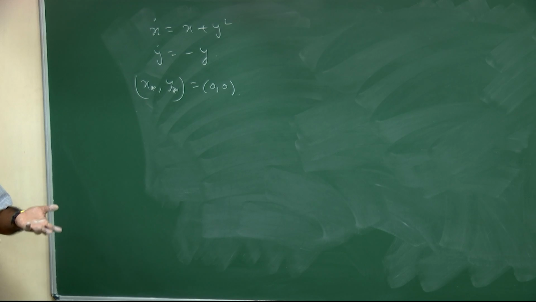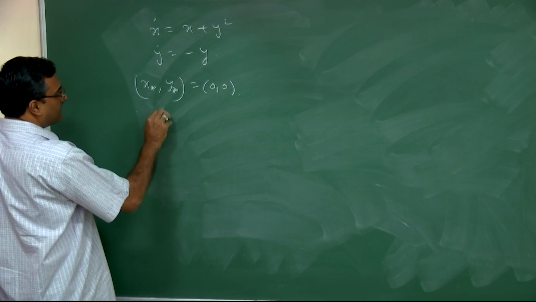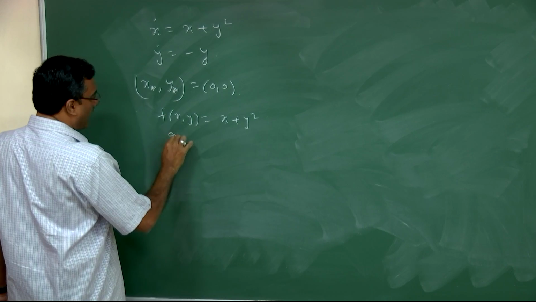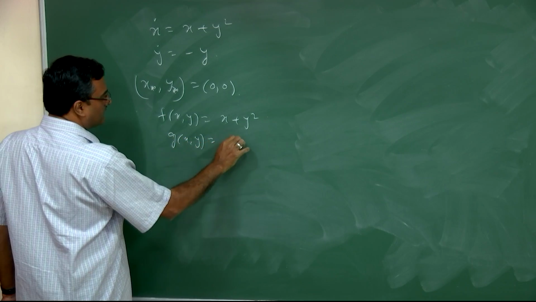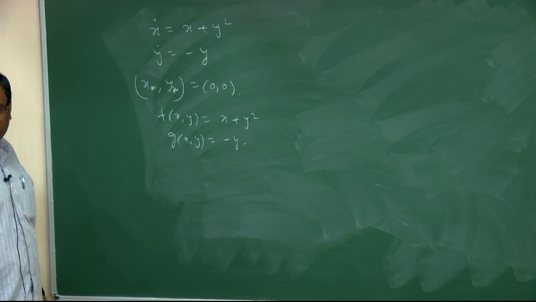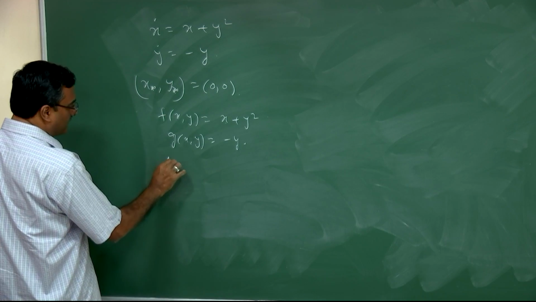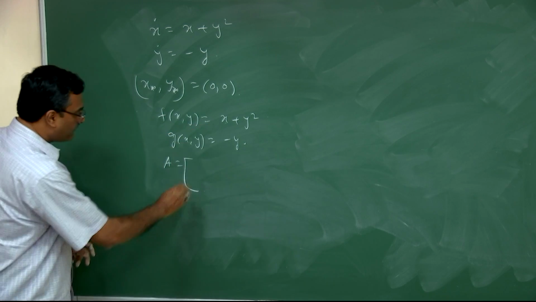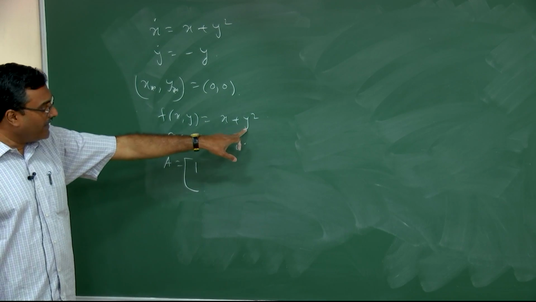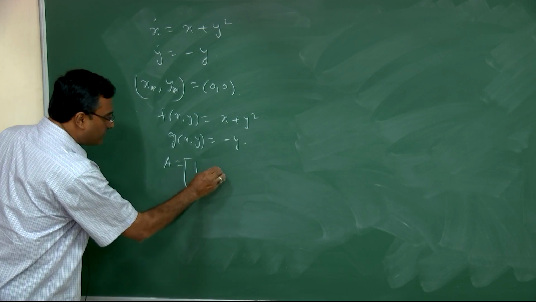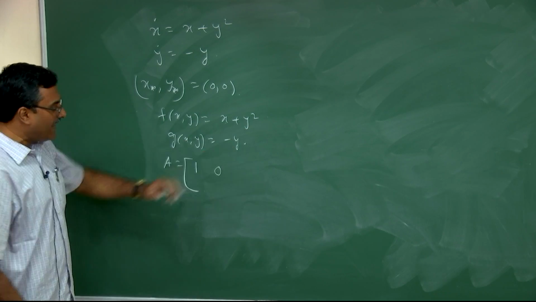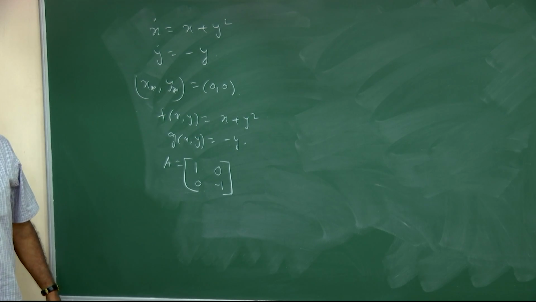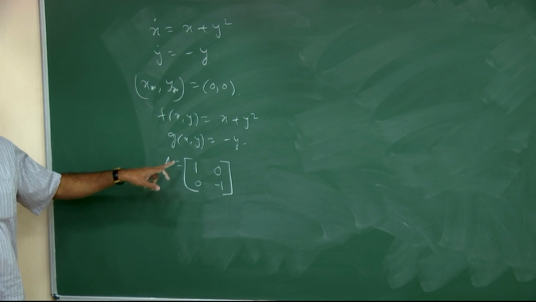If we want to match with the previous example, then you can understand that your f of x comma y is x plus y square and g of x comma y is actually minus y. So therefore, if you calculate the matrix capital A, del f del x at (0, 0) is 1, del f del y, that is 2y at (0, 0), is 0, then del g del x is 0, and del g del y is minus 1. Already I have considered this type of problem earlier, correct?